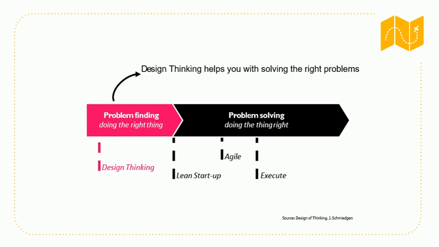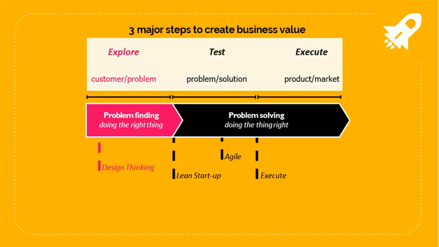So if I further divide it into three major business model steps, I can say that the first phase we are talking about is the problem finding and exploration phase, which is about finding the problem with the customer, and we have to ask the customer about the problem.